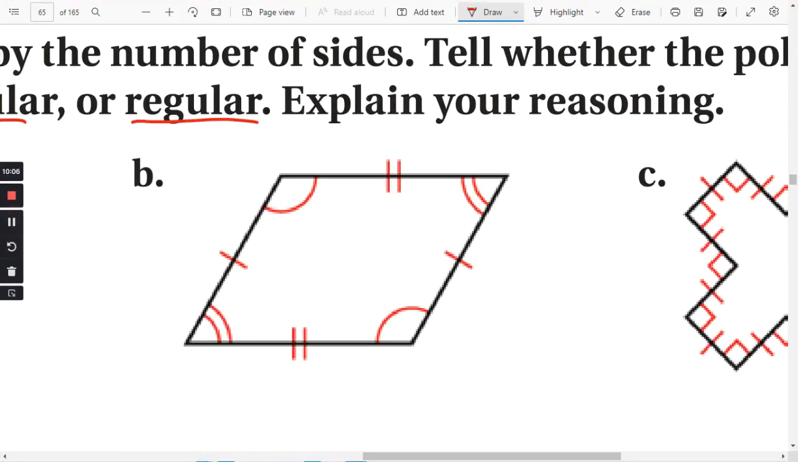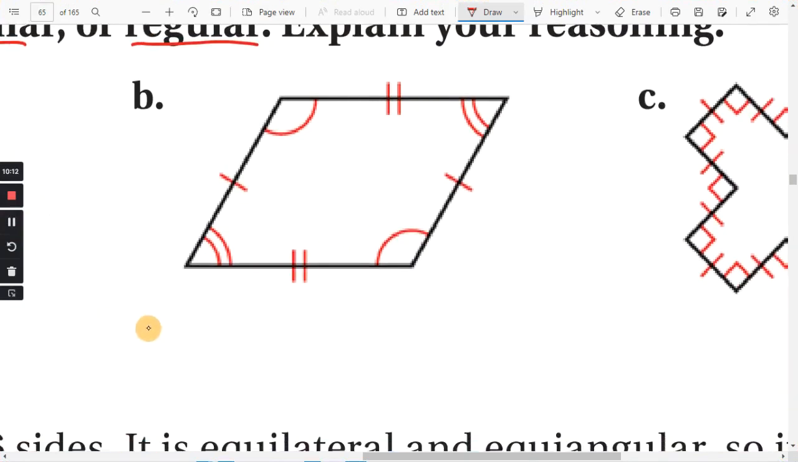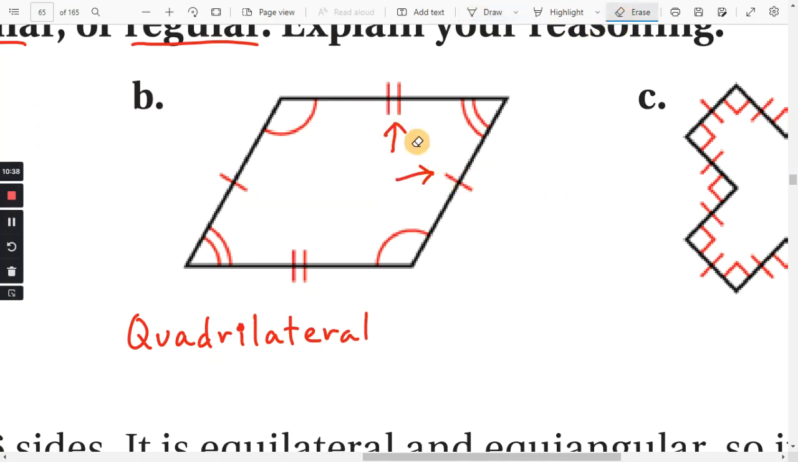Okay, please try the figure in part B. So part B is four-sided, and that would make it a quadrilateral. However, if you look at the sides, one is marked with 2 and one is marked with 1 notch. So the sides are not all congruent. And if you look at the angles, one is marked with 2 and one is marked with 1 arc. So the angles are not congruent either.